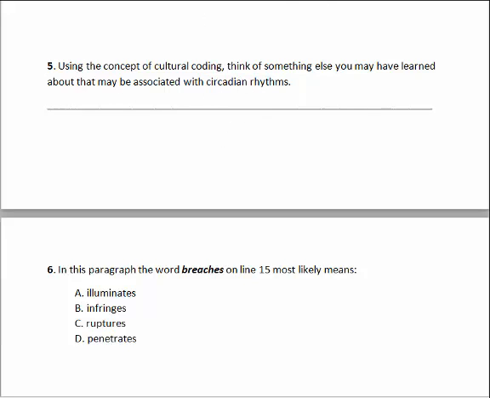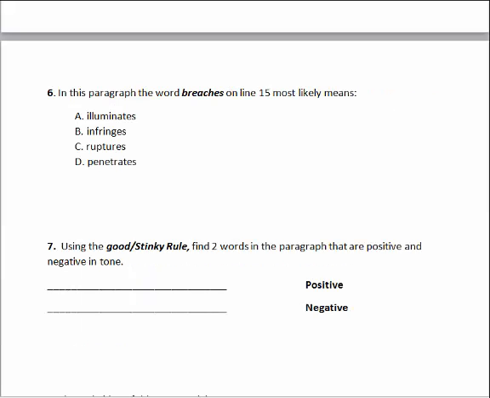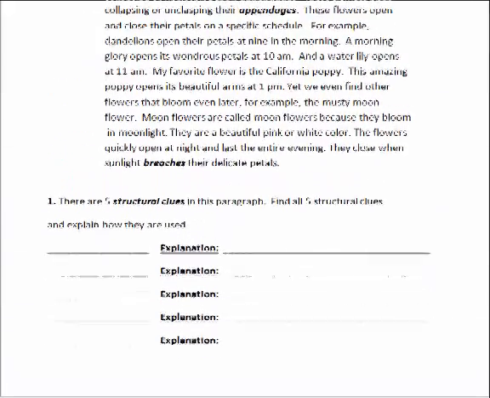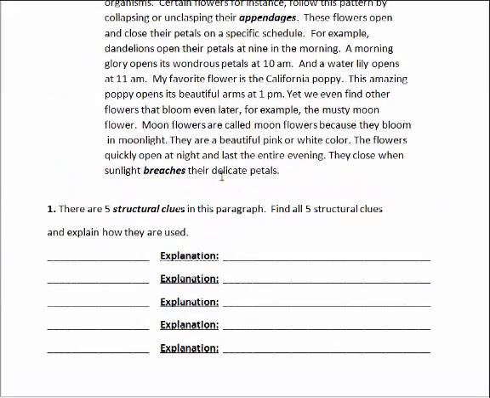Number 6. We move down to 6. We're going to use some vocabulary stuff here. In 6, if you look at 6, we're asked about the word breeches on line 15. Let's go ahead and use a couple things. Scooby-Doo and good stinky rule. So breeches is at the bottom. They close when the sunlight breaches their petals.